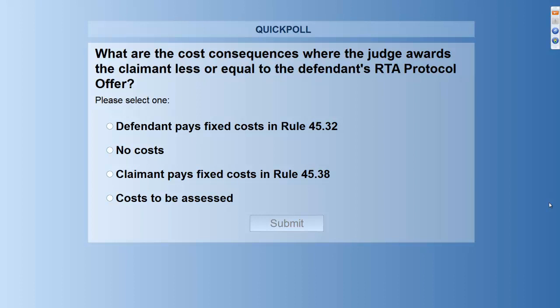Is it A, the court will order the defendant to pay fixed costs in Rule 45.32? Is it that there will be no order as to costs? Is it the court will order the claimant to pay fixed costs in Rule 45.38? Or is it that costs are to be assessed? So if you could all vote now, hopefully whoever jumped up for the last one can have another go.